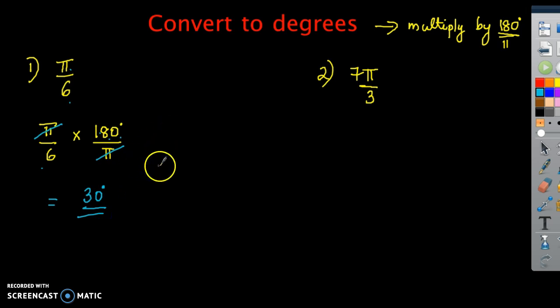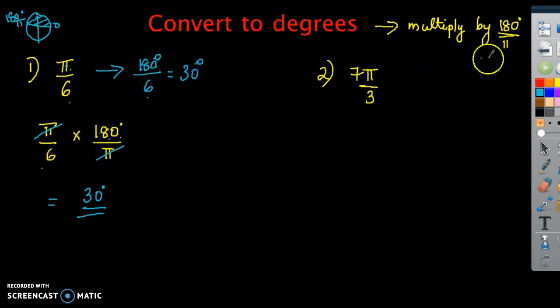Okay. Here's a shortcut. You can just change the pi to 180 degrees divided by 6, because we know that a whole circle is 2 pi. So half of a circle is pi, and half of a circle is 180 degrees. So you can just change the pi to 180 and divide it by 6 and you get the answer as 30. Or just follow the formula. Multiply by 180 over pi. The pi and pi will always cancel and 180 divided by 6 is equal to 30.